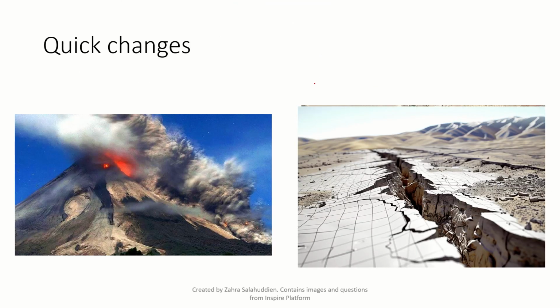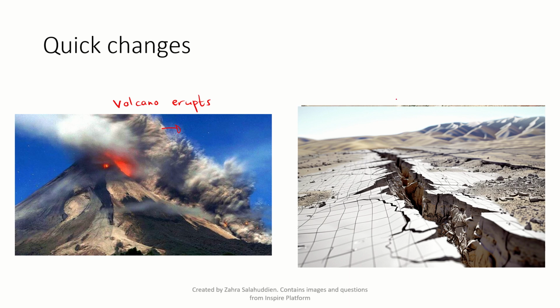Okay, so over here we're going to talk about the changes that we see in the land. And there can be changes that are quick and changes that are slow. When a volcano erupts, this is an example of a quick change, because as it's erupting, this lava and smoke and rock is going to change the land immediately.